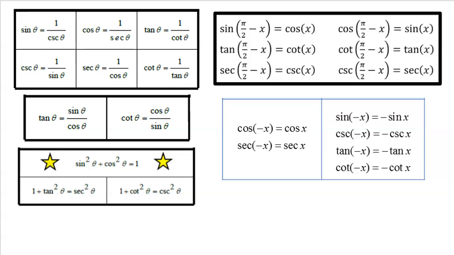So you have 6 identities, and all 6 of them can be written in terms of just sine and cosine. Sine is obviously sine. Cosine is obviously cosine. Cosecant is 1 over sine. Secant is 1 over cosine. Tangent is sine over cosine, and cotangent is cosine over sine. So yeah, sometimes just turning everything into sines and cosines can actually make it simpler because you'll see some things reduce.